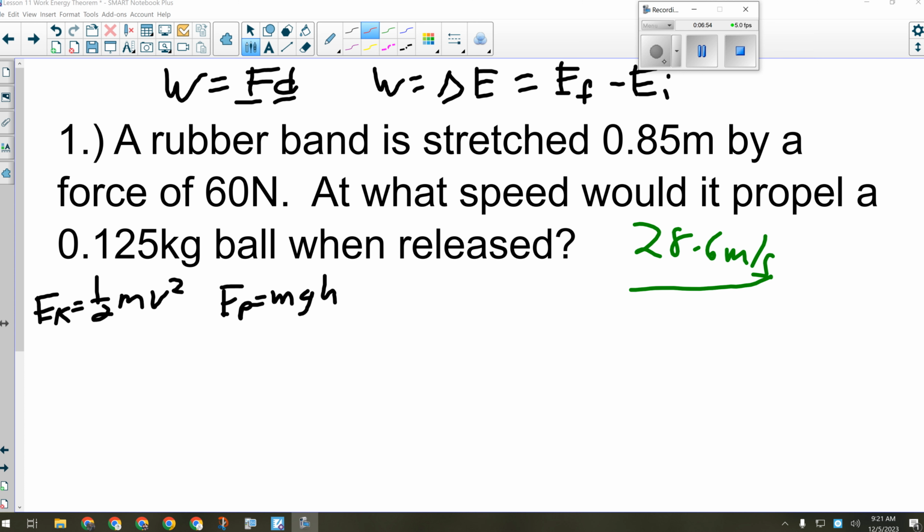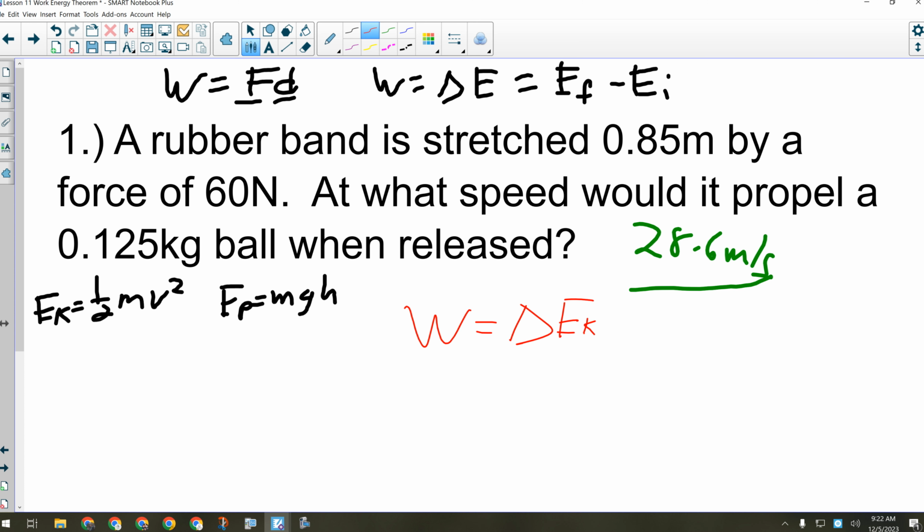When I let go of the rubber band, the ball will gain the energy stored in the rubber band, and it will gain what kind of energy? Kinetic. So in this question we've identified that work is in fact being done, and that work is going to end up changing the kinetic energy of the ball. That's the first thing you have to do with any work energy theorem problem: identify whether work is being done, and if so, what type of energy is being changed by that work.